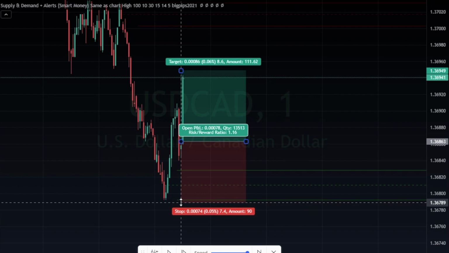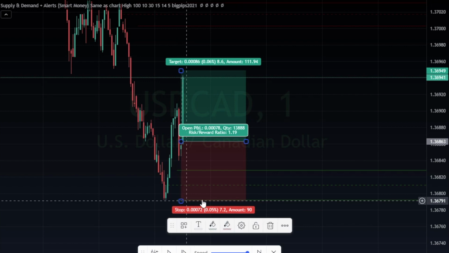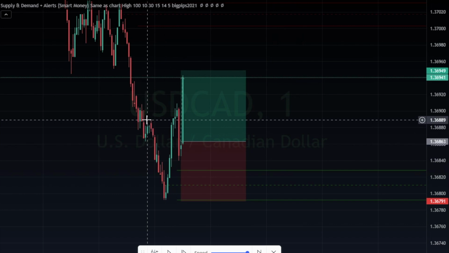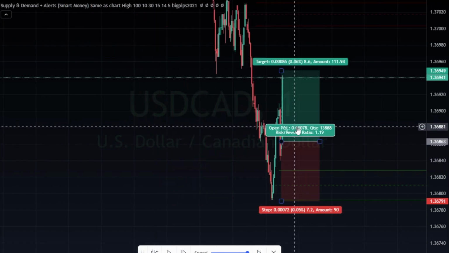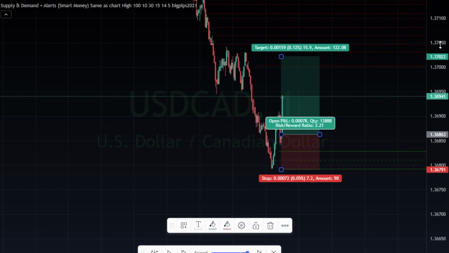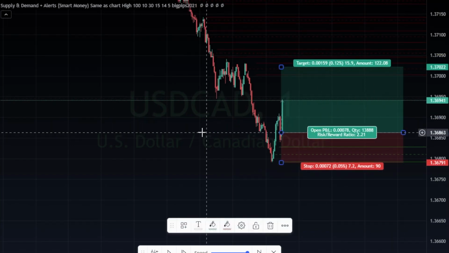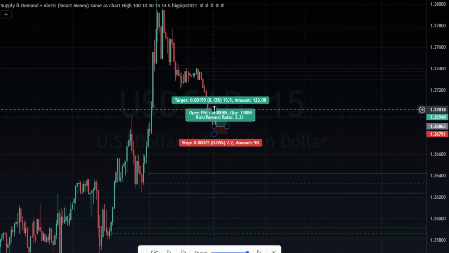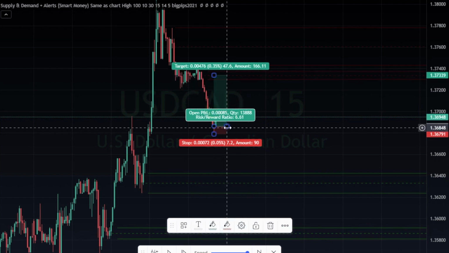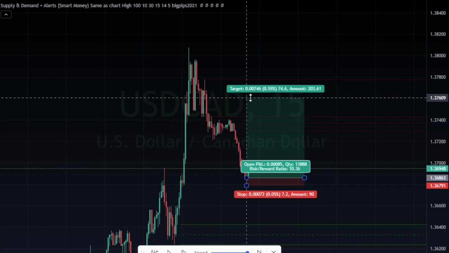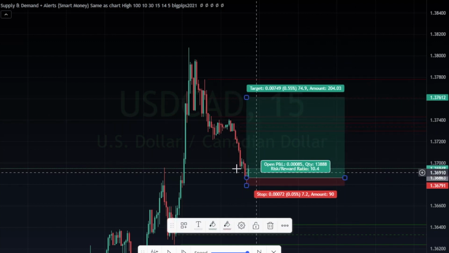Boom. Stop could have been like right there. 7.2 pip stop underneath this block. Right? Why? Because we had a change of character, a different direction. So then where do we target? Our first area would be this area right here on the lower time frame. But we want to use the higher time frame as confluence, right? So where do we target? This would be the first real area, 1 to 6.6. If it breaks that area, I would definitely at least hold to this 1 to 10, right? So we just kind of let it roll.